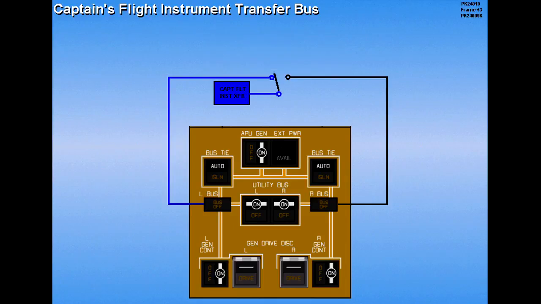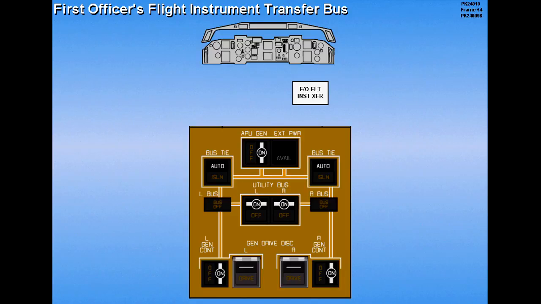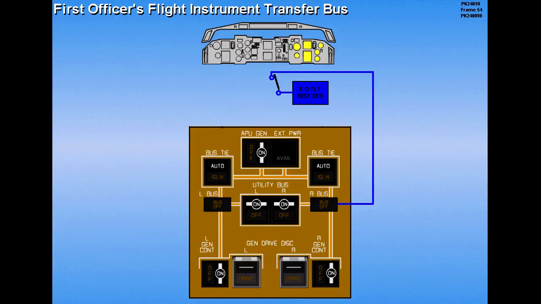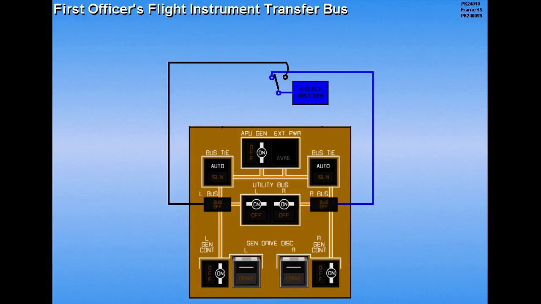Should a failure of the left AC bus occur with the left bus tie switch in the auto position, the right AC bus will automatically power the captain's flight instrument transfer bus. The first officer's flight instrument transfer bus is normally powered by the right main AC bus and supplies power for the first officer's flight instruments. Should a failure of the right AC bus occur with the right bus tie switch in the auto position, the left AC bus will automatically power the first officer's flight instrument transfer bus.